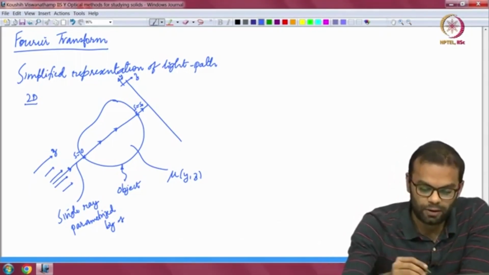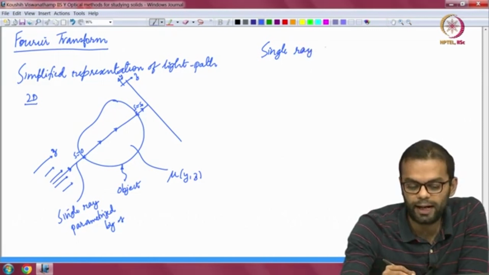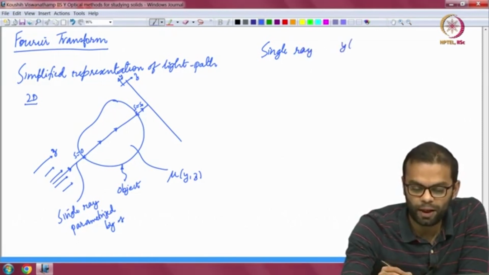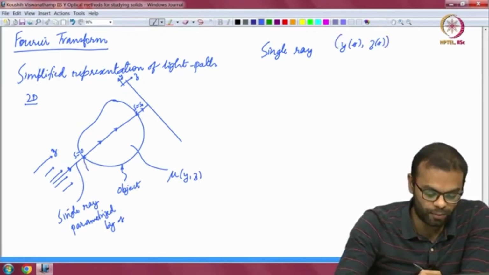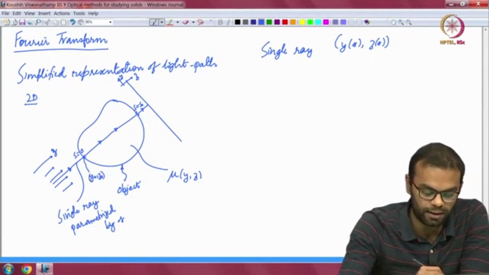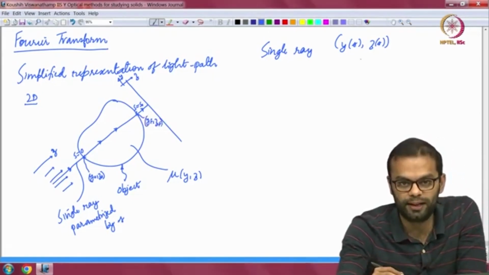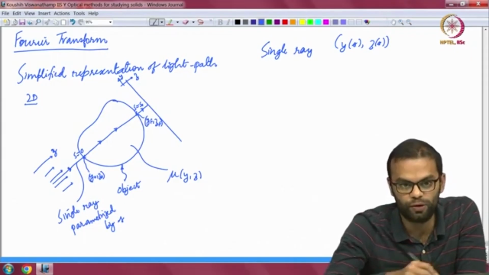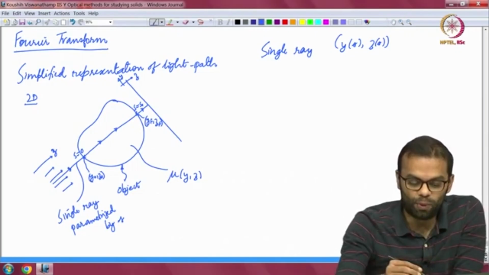Okay. So our single light ray, let us say, has an equation Y of S, Z of S, and the coordinates at the point of entry are Y0, Z0, and the coordinates here are YF, ZF. So you can easily write the equation of this line if you knew these 2 points, you can get the equation of any point on the line. But what happens to the intensity?